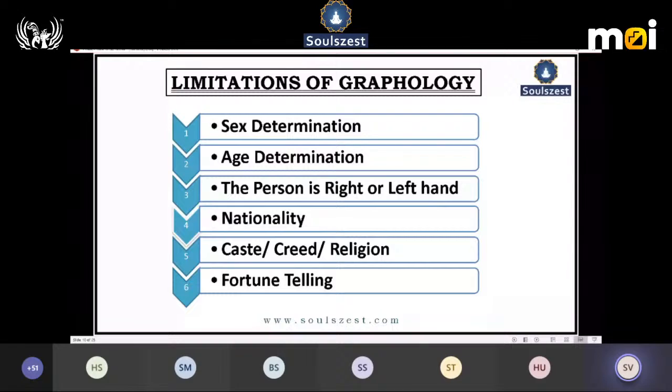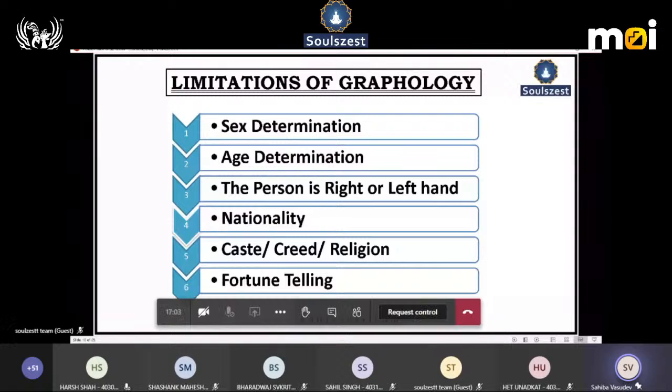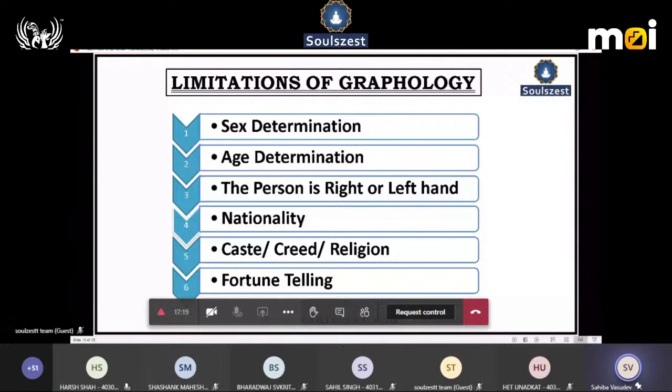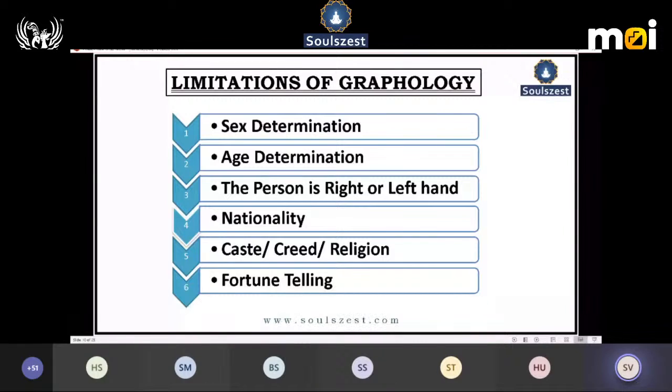If the lower loops of letters like Y, G, F, if you look here, are rigid lines. These are rigid. It's going like this. So if the lower loops of letters like Y, J, F, etc. show a rigid, hard upstroke going towards the right, it reveals an aggressive and forceful person.